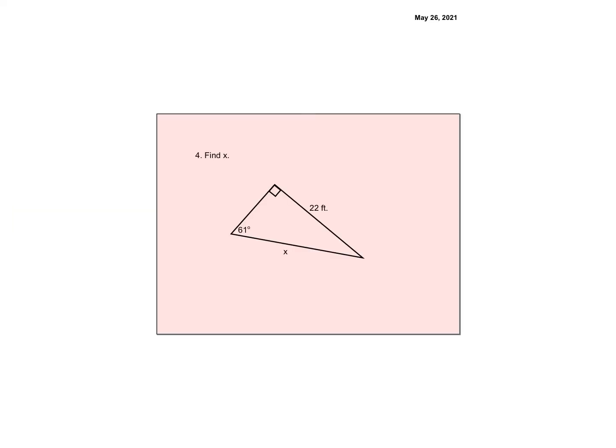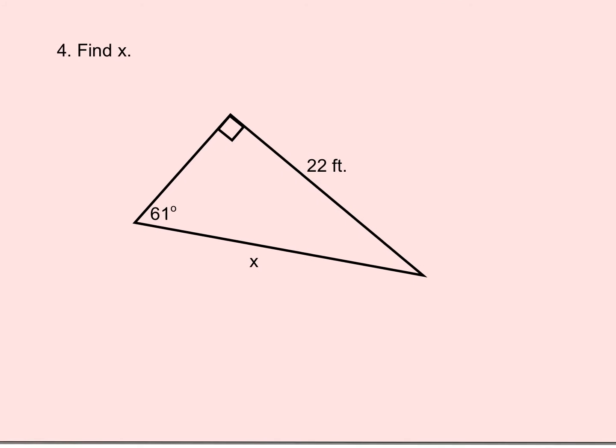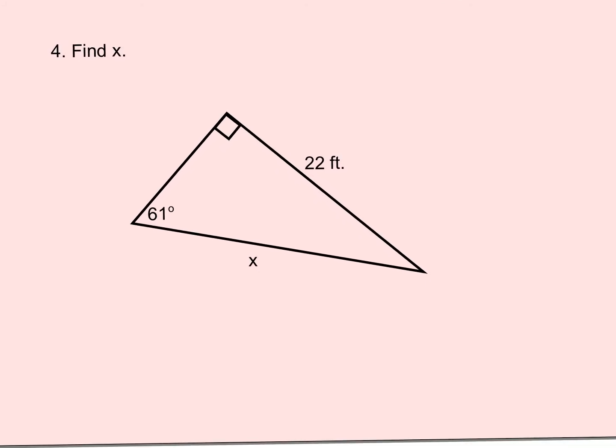Jump the gun here. So here, again, I know I'm trying to find x, but I'm also trying to find the remaining measurements. Okay, so I know that this is 22. I'm looking for this. Based on what I know, 90 minus 61 is going to be here. So that's going to be 29 degrees. Now I can use whatever angle I want, and that will tell me which trig function I need to use.